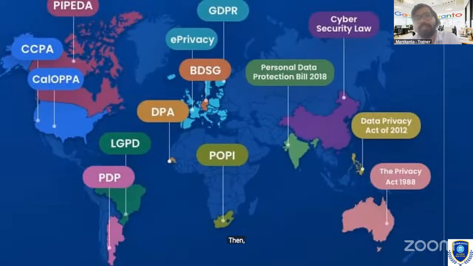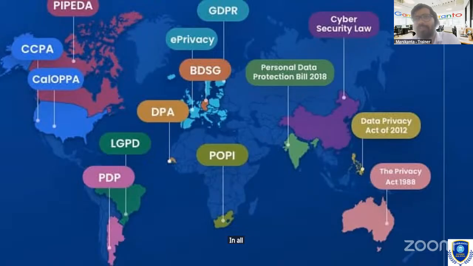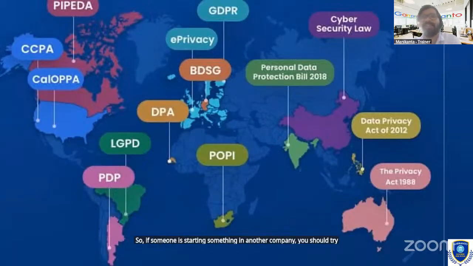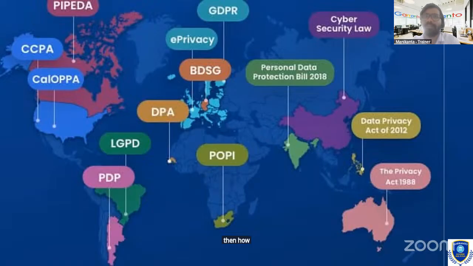Then every project, every process that is starting in an organization should have a DPA and ROPA. Those are the two terminologies you will keep on hearing in all privacy profiles when you join any company. What it says is very simple. You send a series of questions, and the person running that project fills in the information. It's a kind of investigation that we do. If someone is starting something in a company, you try to understand whether they are dealing with any PI information or not. If they are, then how they are securing it. That is your role to understand. So that's why the DPO office is very important.